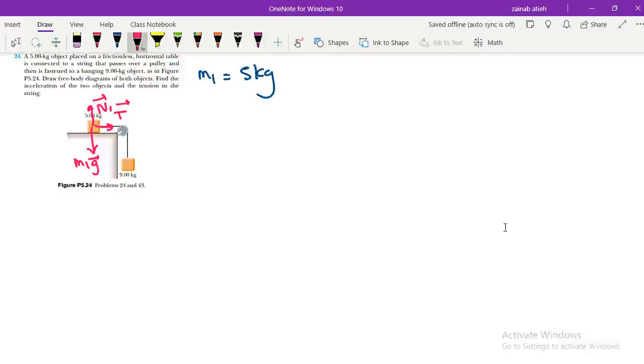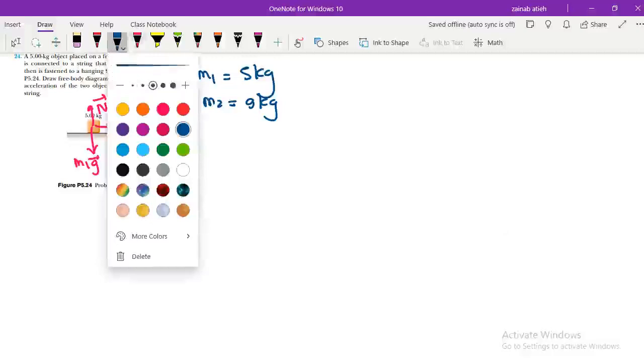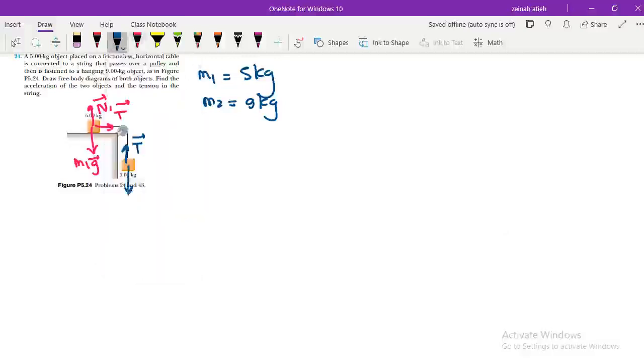So this block M2, which has a mass of 9 kilogram, is also subjected to a tension T. And this tension T on block M2 is the same tension as on block M1 because the pulley is massless. Now if the pulley had mass, the tension in the two strings, the upper string and the lower string, would be different. Okay. We also have the weight M2G. Okay. These are the forces acting on block M2.